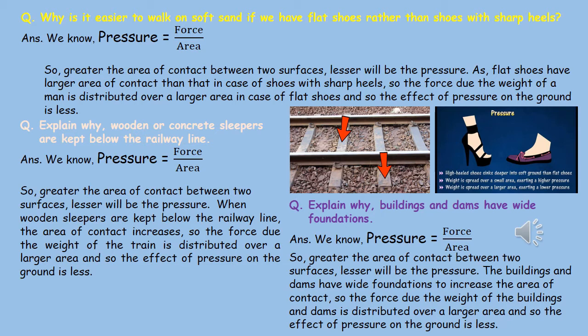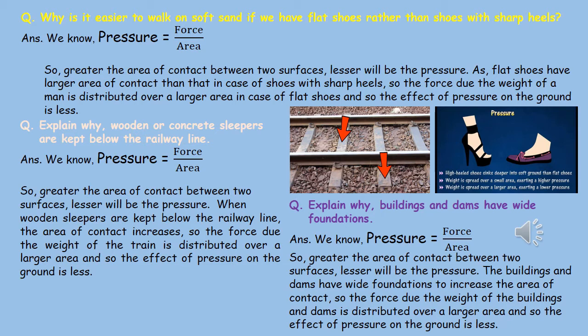Similarly, we can see that wooden or concrete sleepers are kept below the railway line. Same concept is being applied here. When we are placing wooden or concrete sleepers, the area of contact of the rail and the ground increases because these sleepers are tightly attached to the railway lines. So total area of contact increases. So the force which is exerted due to the weight of the train is distributed over a larger area, and the effect of pressure on the ground is less.